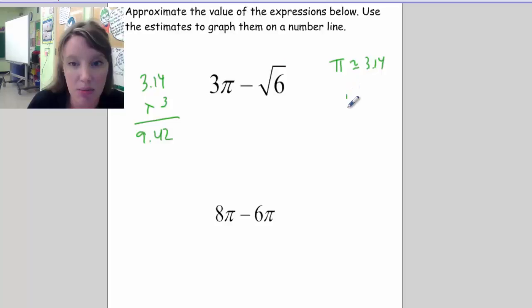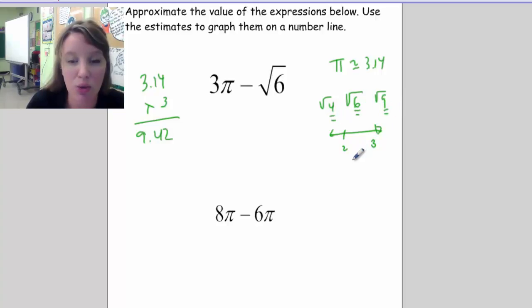Now let's estimate the value of the square root of 6. It's between the square root of 4 and the square root of 9, so that's between 2 and 3 as integers. The radicand of 6 is 3 away from 9 and 2 away from 4, so it's going to be a little bit less than 2.5. I would estimate it at 2.4.